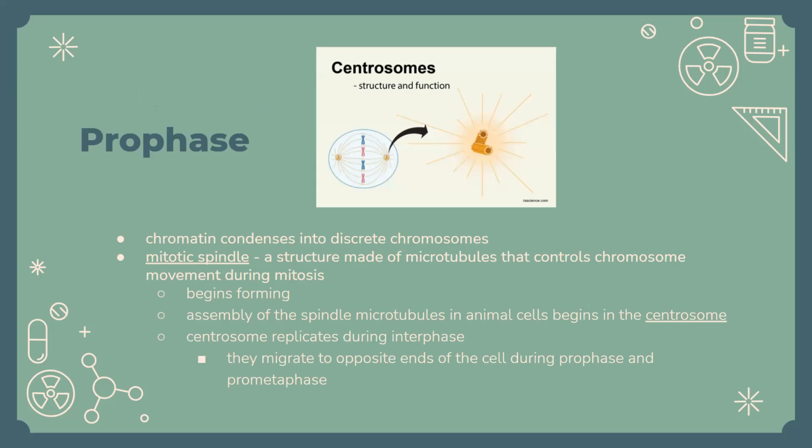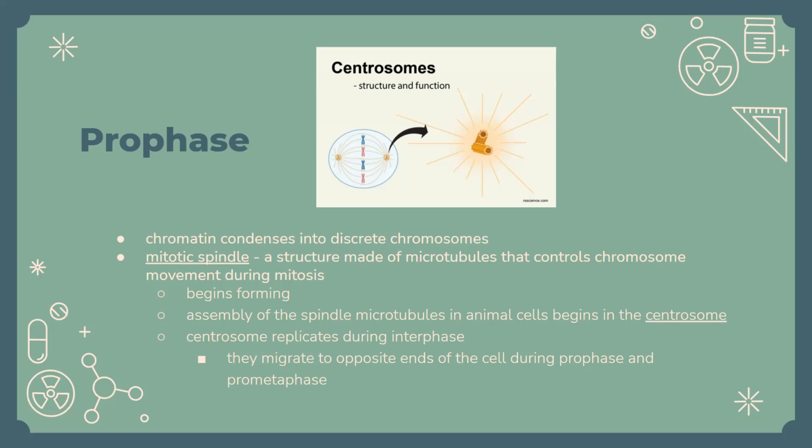The first phase, as I mentioned earlier, is prophase. During this subphase, we will see that chromatin begins to condense into discrete and observable chromosomes. Also during this phase, a mitotic spindle begins to form. This is basically a structure made of microtubules that controls chromosome movement during mitosis. So this mitotic spindle will begin forming in prophase.